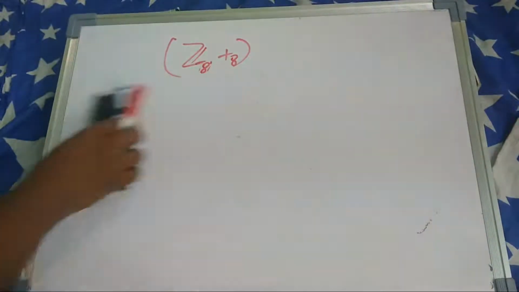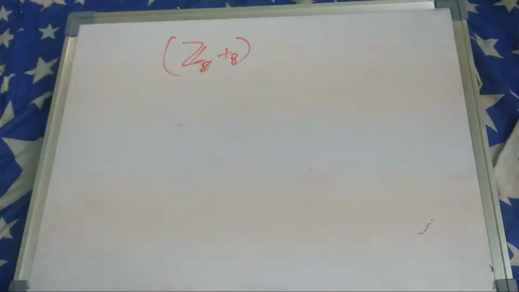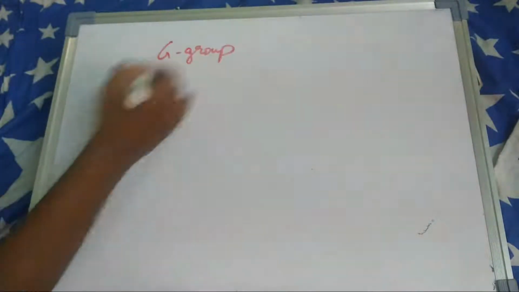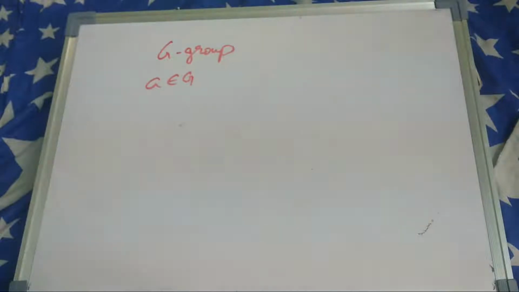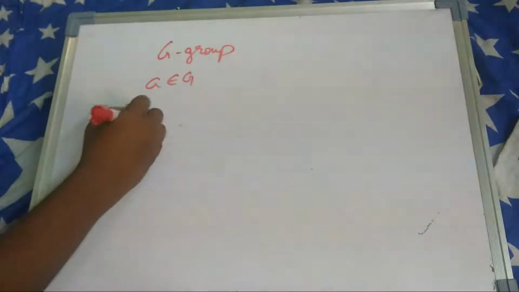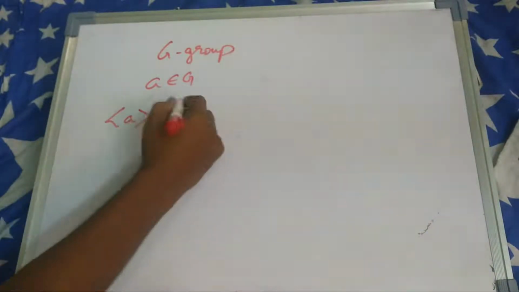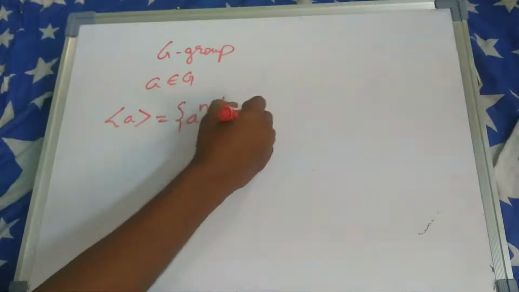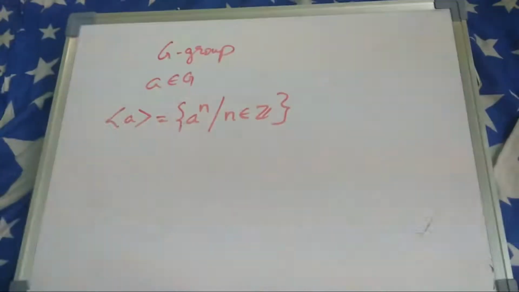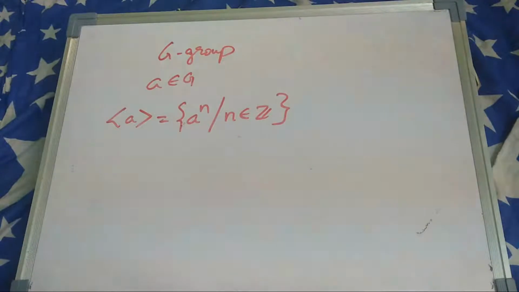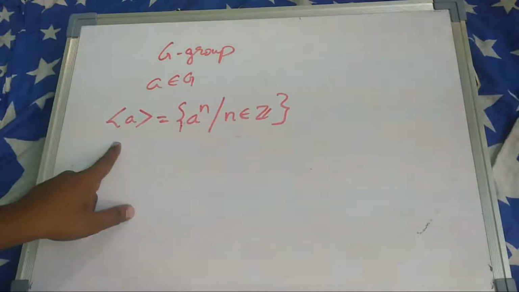So we are going to give it a specific notation. Let G be a group. Consider an element A in G. Now we denote this set, we call this the subgroup generated by A. So this is nothing but the set of all A power n such that n belongs to Z. Now our claim is this is going to form a subgroup of G. Given any A in G, we can construct a new subgroup using the given element.